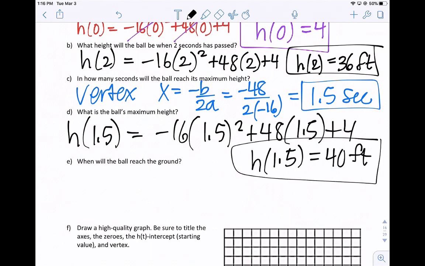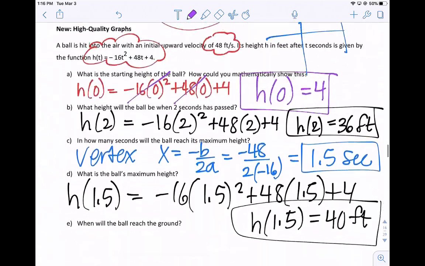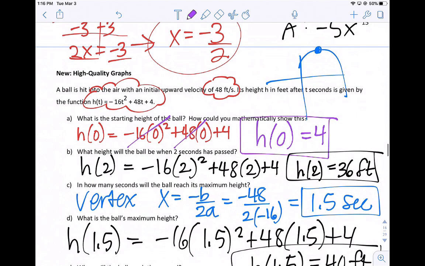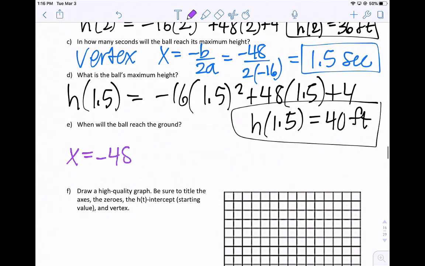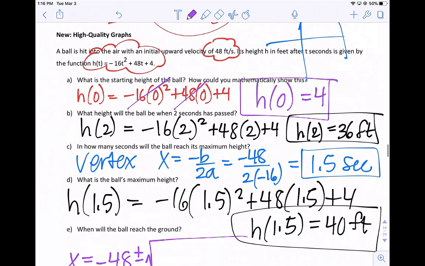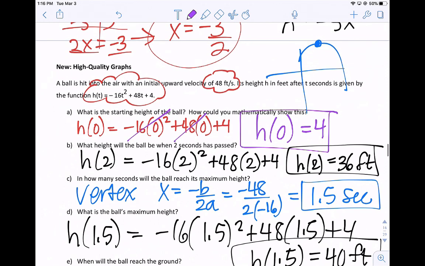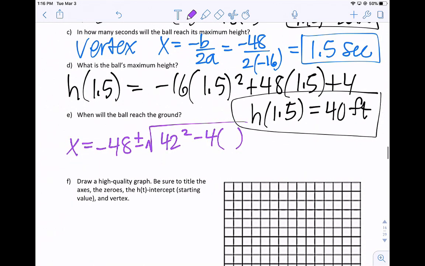When will it reach the ground? That's the zeros. I'm just going to use the quadratic equation. I mean, we could factor it out and solve it. All right, so x equals opposite b, negative 48, plus or minus the square root of b squared, 48 squared, minus 4ac, a is negative 16, c is 4, all over 2a, and a was negative 16.